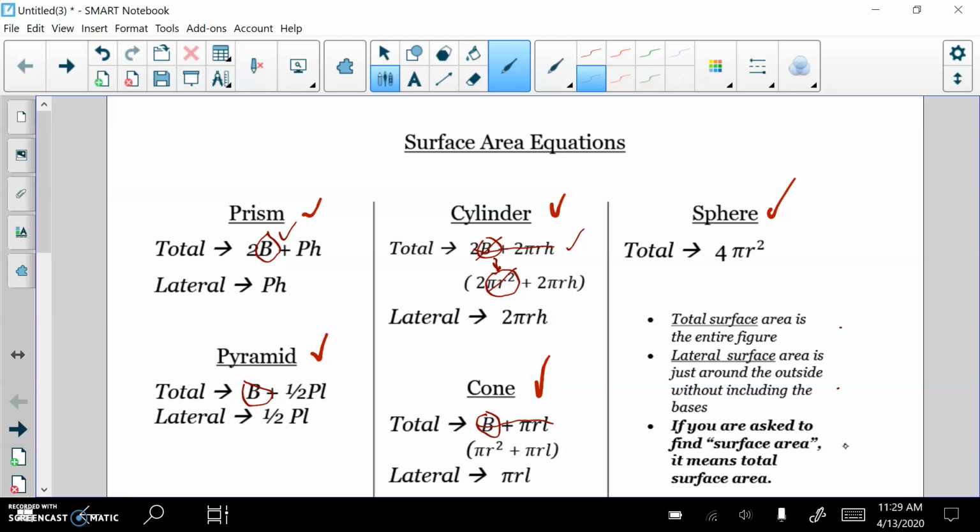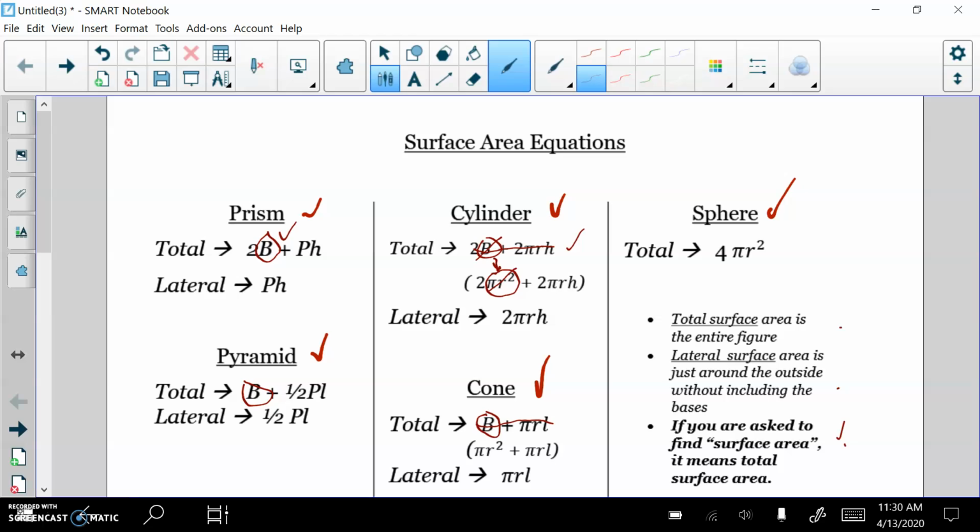In this bold one, this last thing right here, if you're asked to find surface area, it means total surface area. So if some word problem says find the surface area of dot dot dot, then just assume that they're asking you to find total surface area. Okay, that's the end of the explanations of the equations.